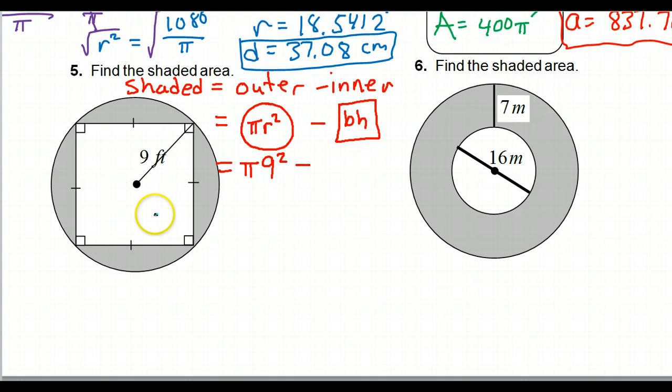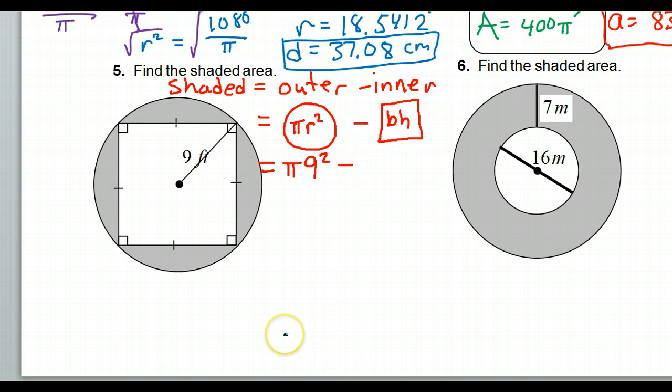Now, unfortunately, the square is going to take a little bit more work. We have this 9, but that's not the base, that's not the height. So we're going to have to do a little bit more to find the base and the height. And here's what we need to do.